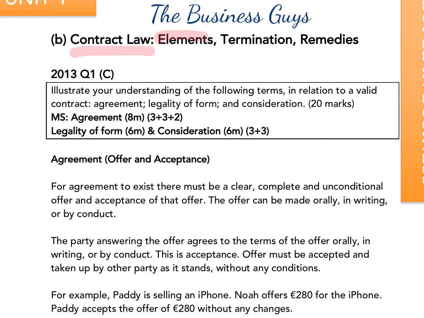And what we're looking at is the elements of it, the types of termination, and the remedies that exist. They're the three types of ways that they can ask contract law. So we'll begin with the elements.